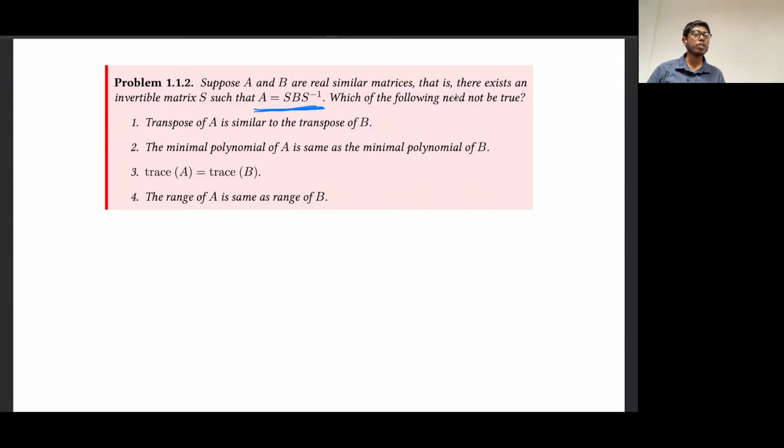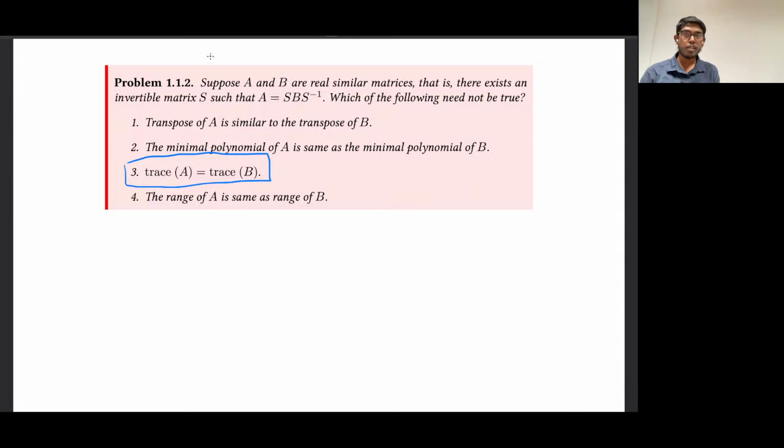So A and B are two similar matrices, and we have to talk about what about the transpose, minimal polynomials, trace. Yeah, so option C. Option C means trace of A equals trace of B. So you are saying that this option. Okay, let's see. We'll see this. What about the others?